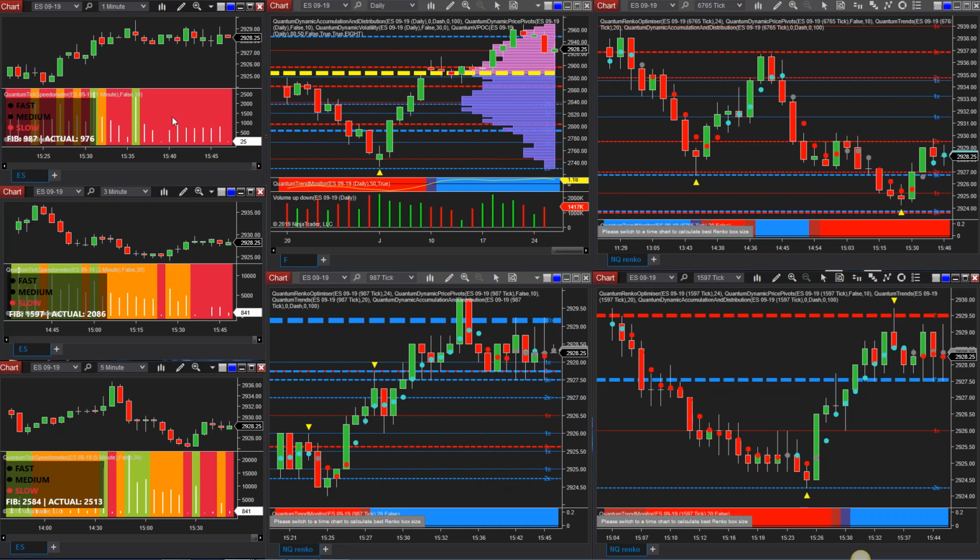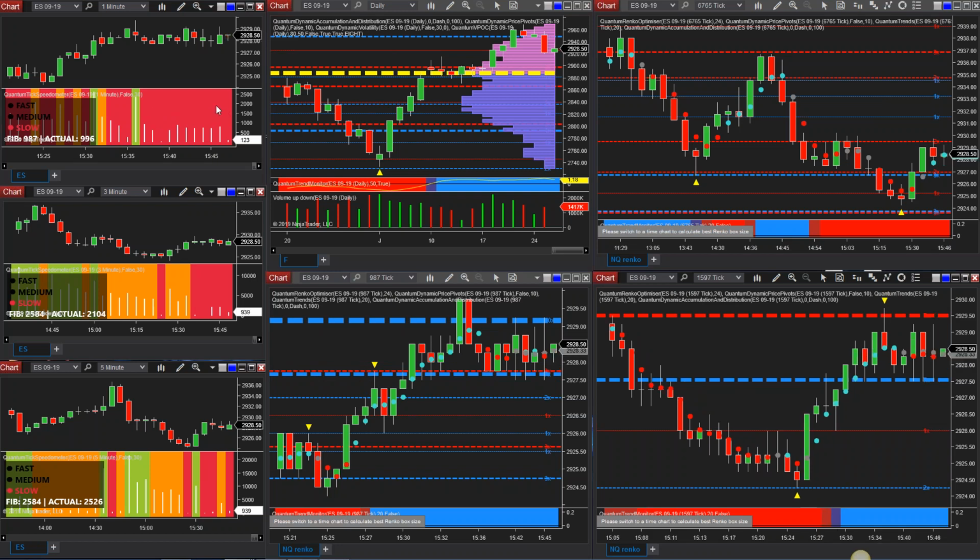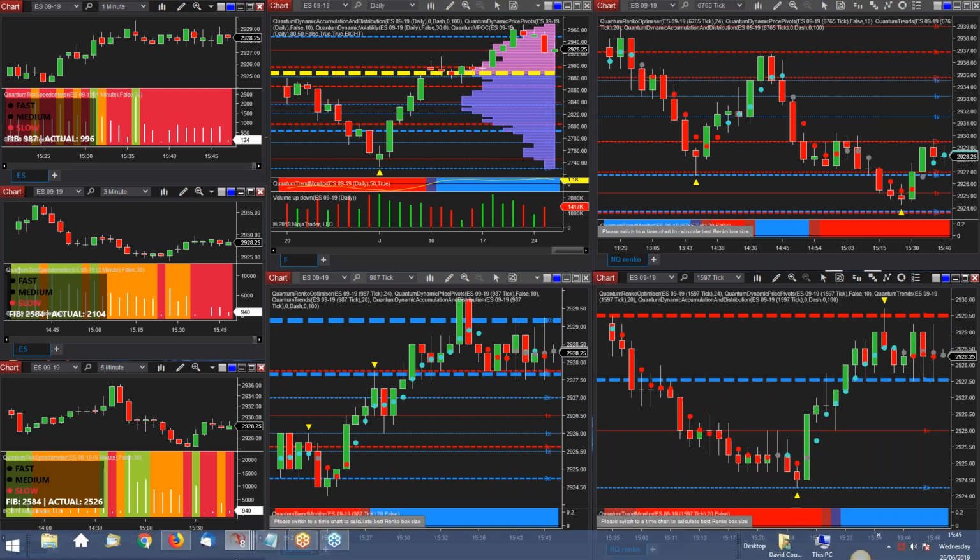But notice how the participation here is bright red. It's just sluggish at the moment. We're not even in orange, let alone in green. So there's absolutely nothing going on. It's very, very slow paced.